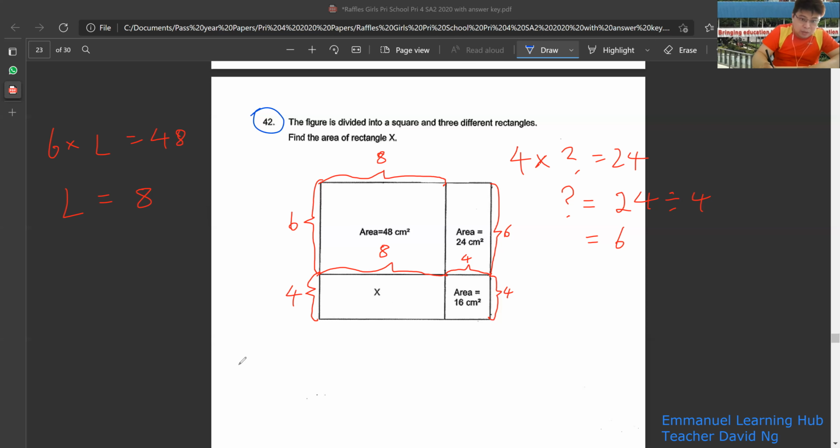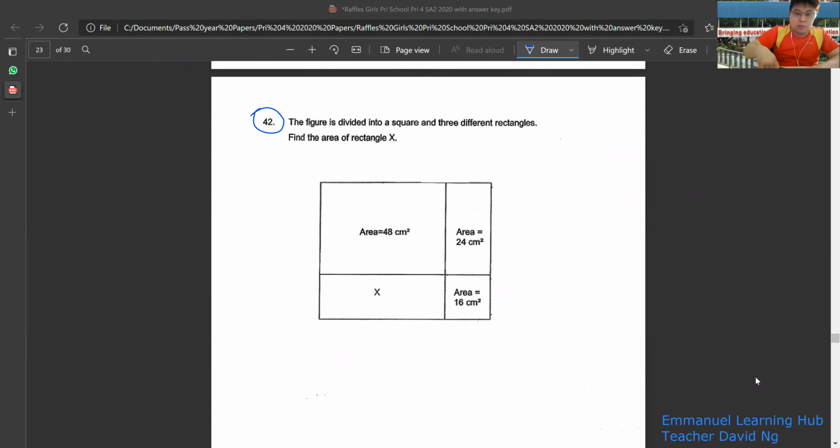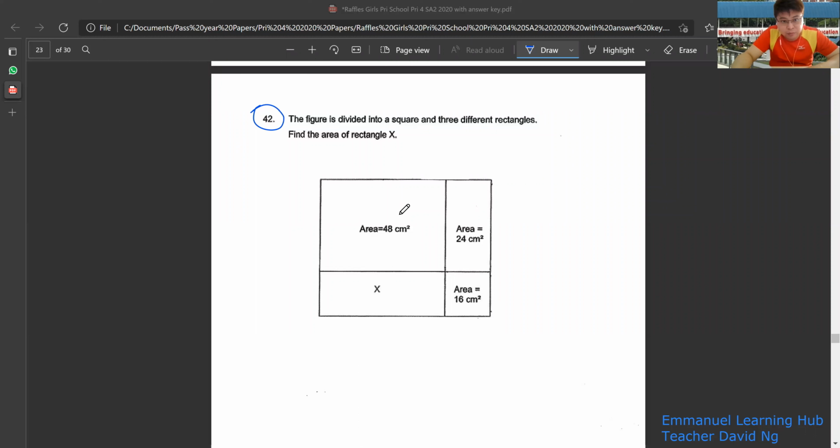What's the area of rectangle X? 4 times 8 equal to? What is 4 times 8? 32. Good. 32 centimeters square. Get it now? Yes. You have to brush up on your multiplication timetable, such that you know what number times what number is 16, what number times what number is 64, that kind.